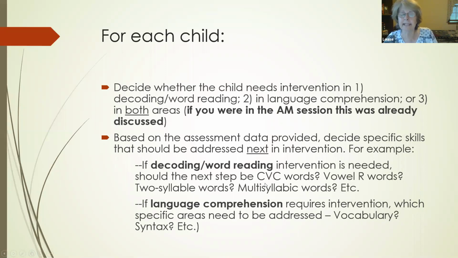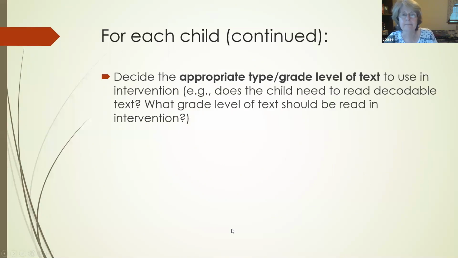If the child needs language comprehension intervention, try to decide the specific areas that need to be addressed within the domain of language comprehension. For example, vocabulary, syntax, background knowledge, things like that. Decide the appropriate type or grade level of text to use in intervention. Does the child need to read a decodable, that is, a phonetically controlled text? If not, what grade level of text should the student be reading in intervention? Because we at least have to have a text that they're able to read accurately, right?